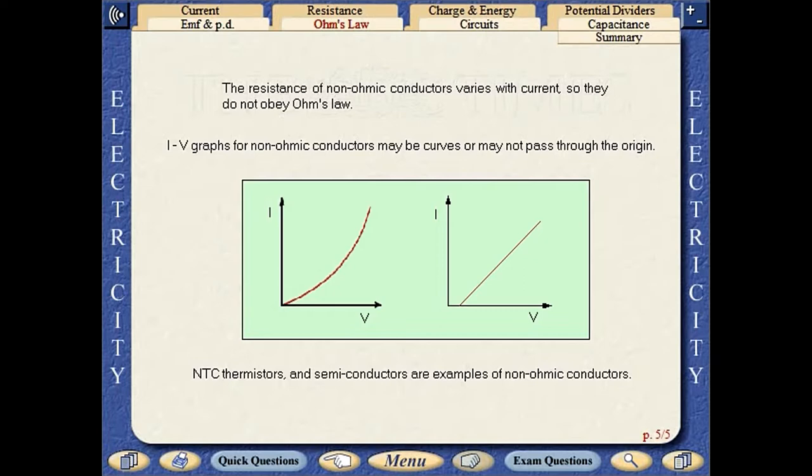The resistance of non-ohmic conductors varies with current, so they do not obey Ohm's law. IV graphs for non-ohmic conductors may be curves or may not pass through the origin. NTC thermistors and semiconductors are examples of non-ohmic conductors.